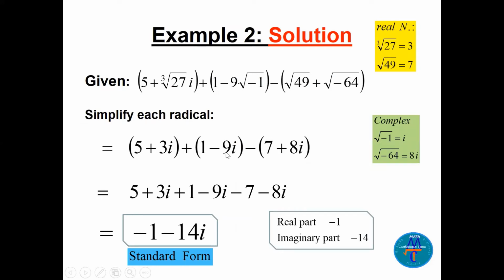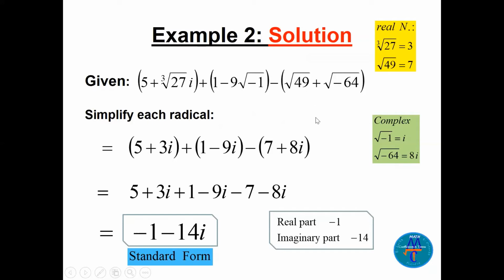What do you write here? 5, we leave it. Cube root of 27 is 3. So this is 3I plus 1 minus 9I. See, 1 minus 9 minus square root of 49, only 7. It's a real number here, real numbers. See, real numbers here, complex numbers here.